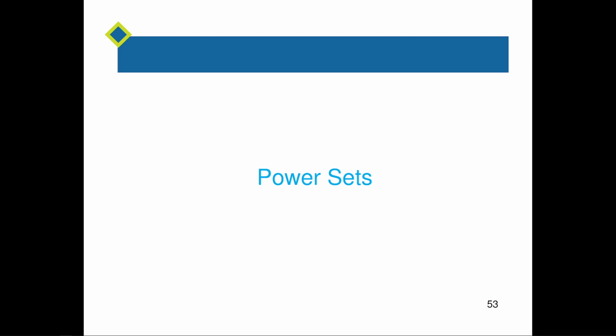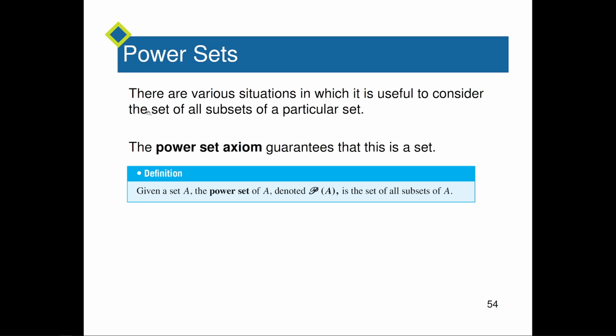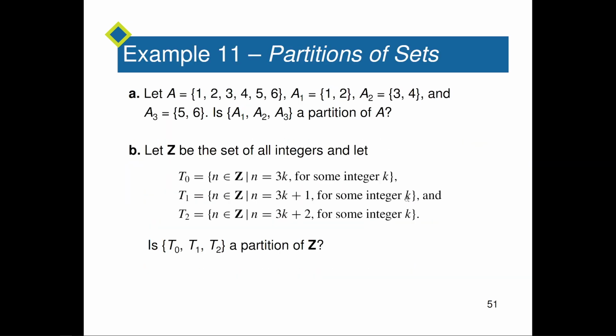Now we reach one of our last subsections, which is the power set. There are various situations in which it is useful to consider the set of all subsets of a particular set, and that is the power set. Given a set A, the power set, written with this fancy P, is the set of all subsets of A. So if we go back to this definition here, and we see this is a subset of A, this is also a subset of A, this is also a subset of A, then we can write this partition as the power set. But how do we write it?